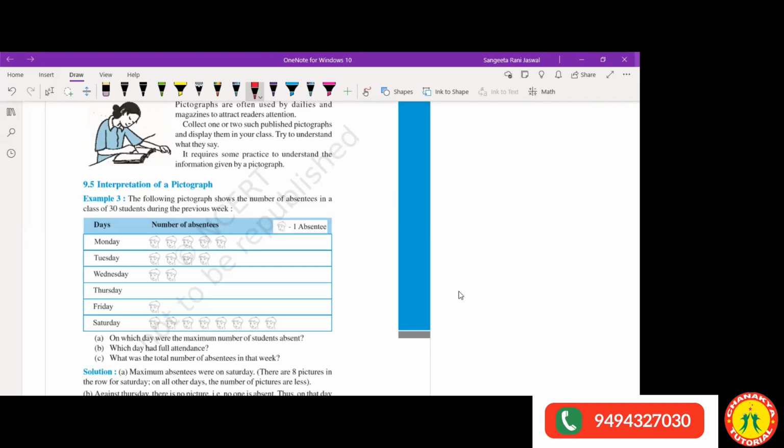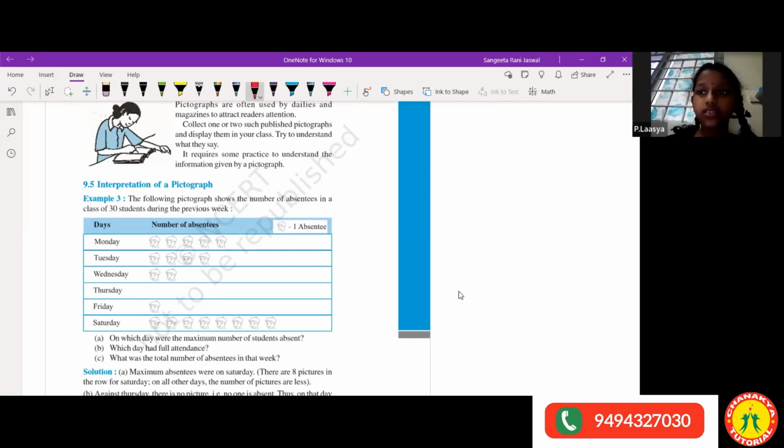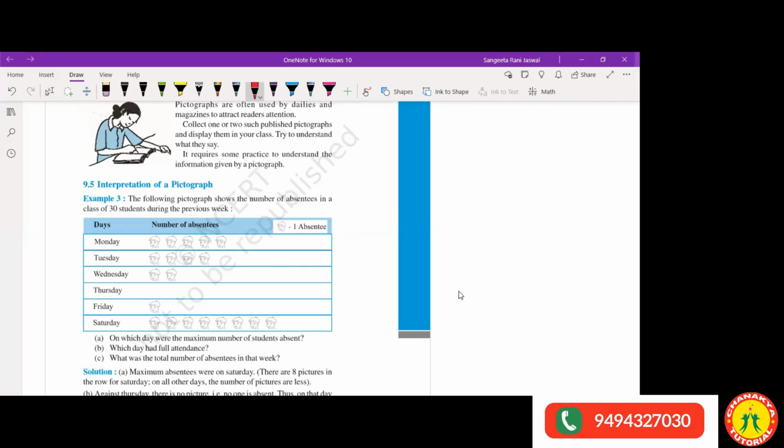So on Monday, how many children were absent? 1, 2, 3, 4, 5. 5 children were absent. Tuesday, 1, 2, 3, 4 children were absent. Wednesday, 2. Thursday, no child. Friday, 1. Saturday, 1, 2, 3, 4, 5, 6, 7, 8. 8 children were absent. Okay.